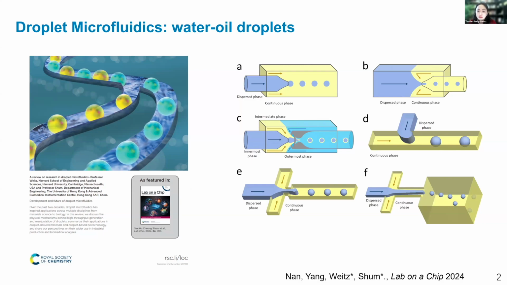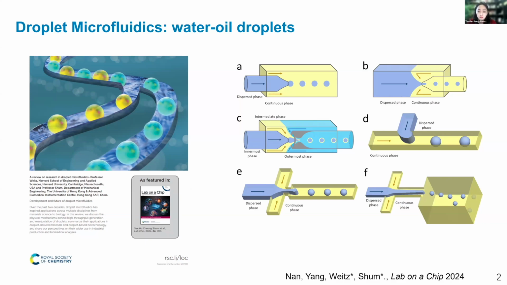In a typical setup, we need two immiscible liquids. These two immiscible liquids are brought together, and one forms the droplet, the dispersed phase, while the other acts as the surrounding fluid. The strength of droplet microfluidics lies in its ability to control the flow while maintaining a distinctive interface between immiscible liquids.